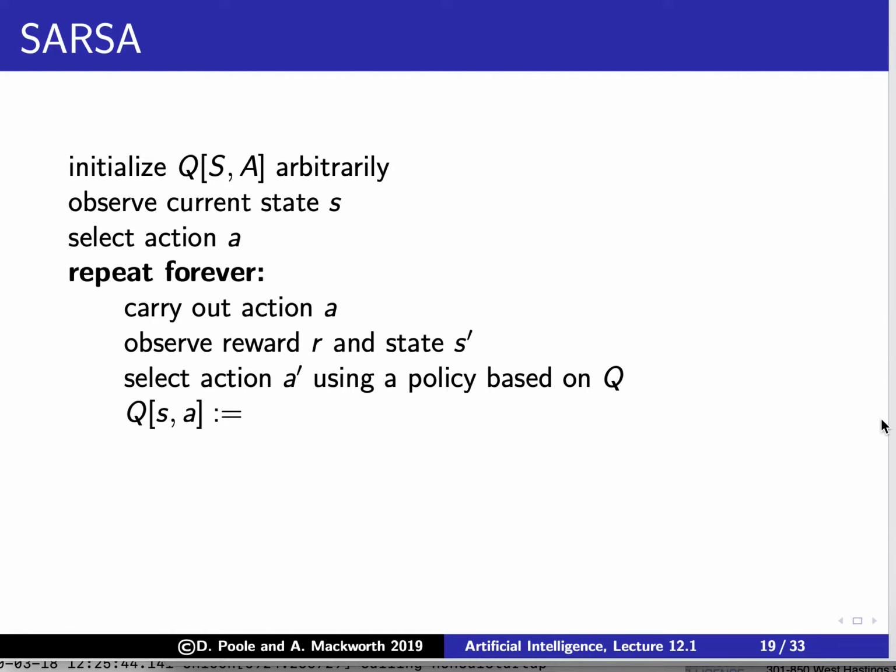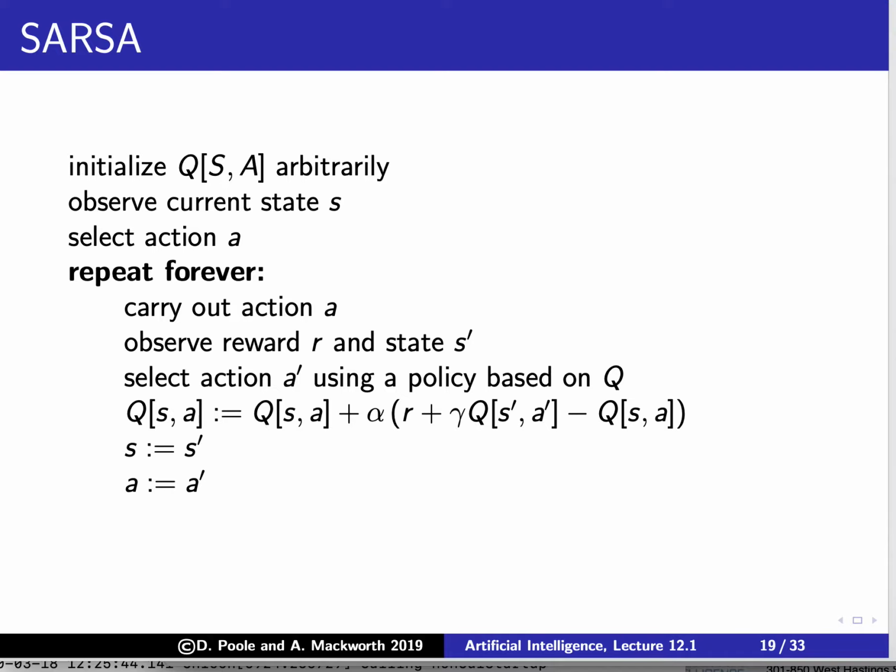We observe the current state. We select an action, then we carry out the action. We receive the reward and the state S prime. Then we select the next action, using a policy based on Q. So now we know what S, A, R, S prime and A prime are, so I can just do our simple backup in this case.